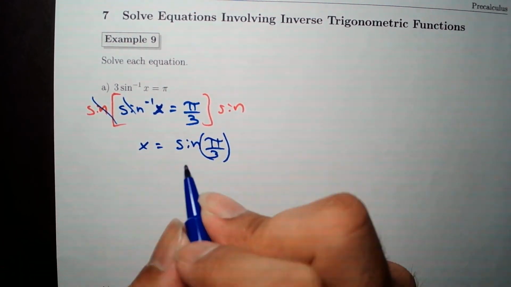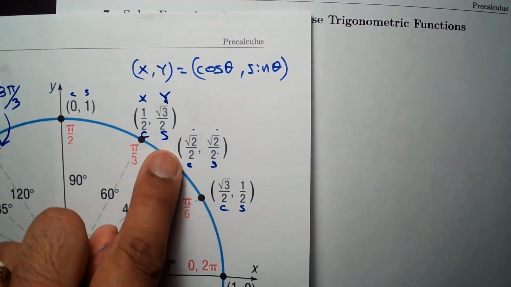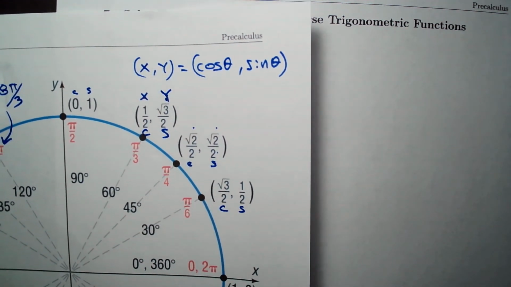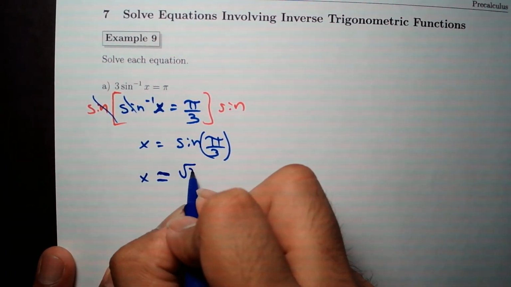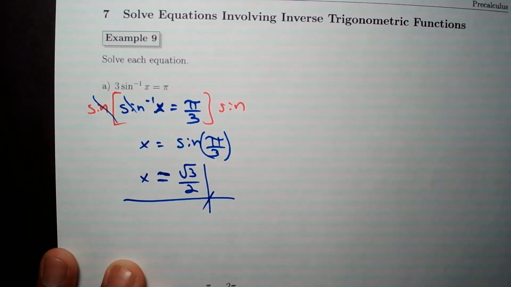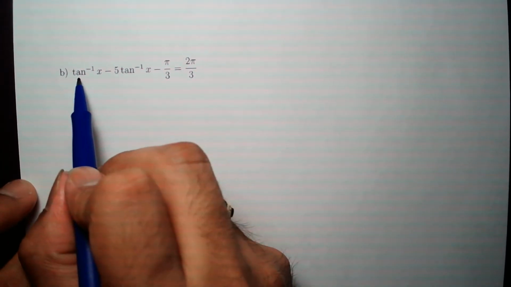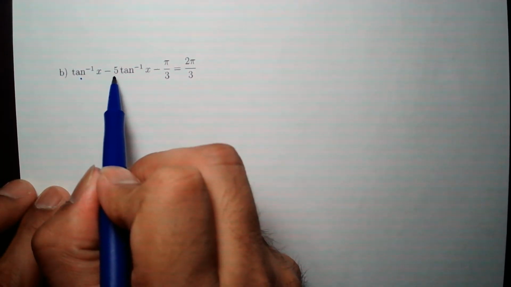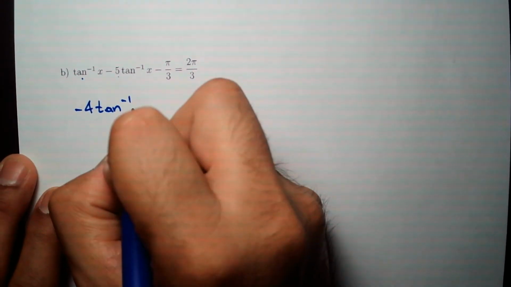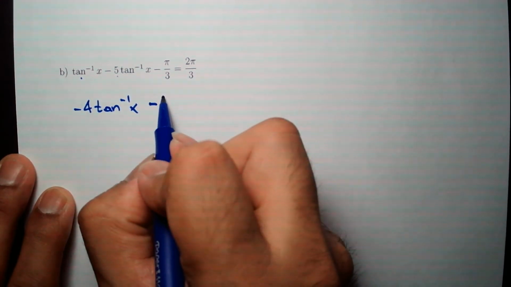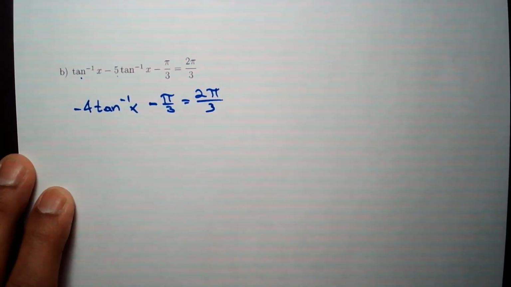But what's sine of pi over 3 from the unit circle? We can get that sine equals square root of 3 over 2. Final answer. Let's do another one. Here, let's combine like terms. Tangent inverse minus 5 tangent inverse, that's a negative 4 tangent inverse of x, minus pi over 3 equals pi over 3.